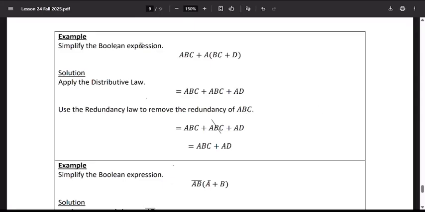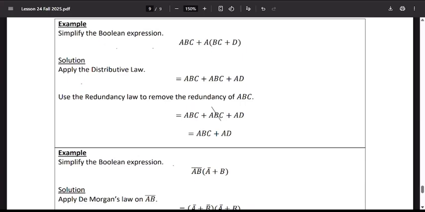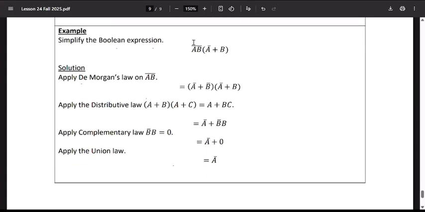Like this one, I have this one. So I multiply A by BC, ABC, A by D, AD. I can use the law of redundancy here for these two, because these two are going to become one. By the law of redundancy, it's going to be ABC. So ABC plus ABC is ABC, which is what you see here. Then AD.